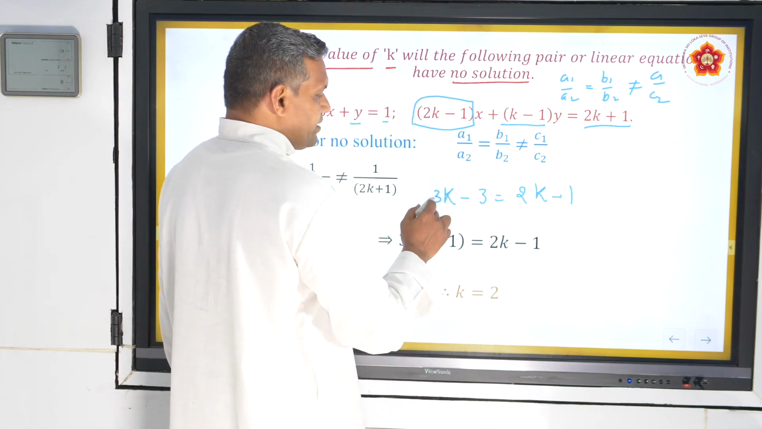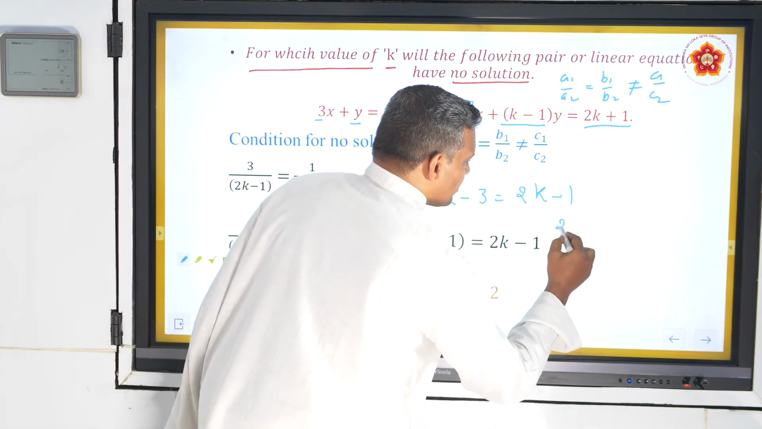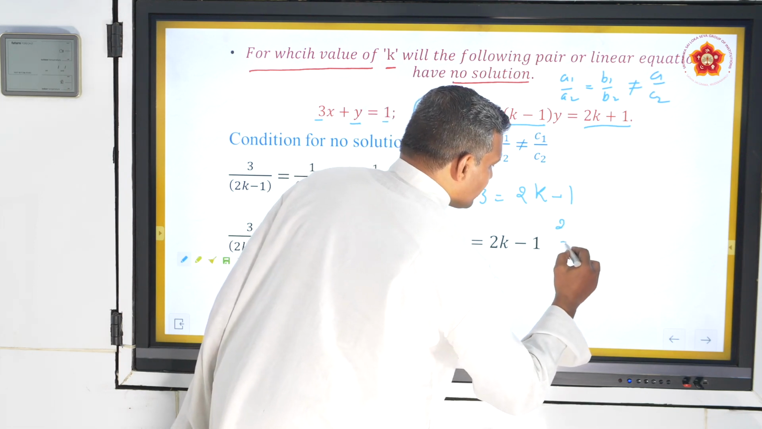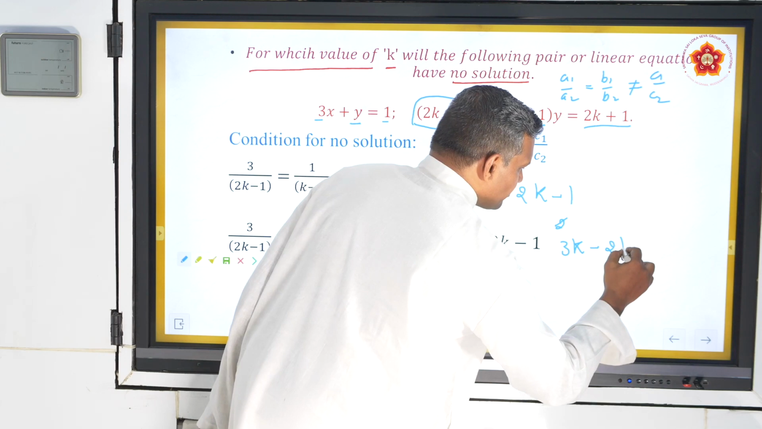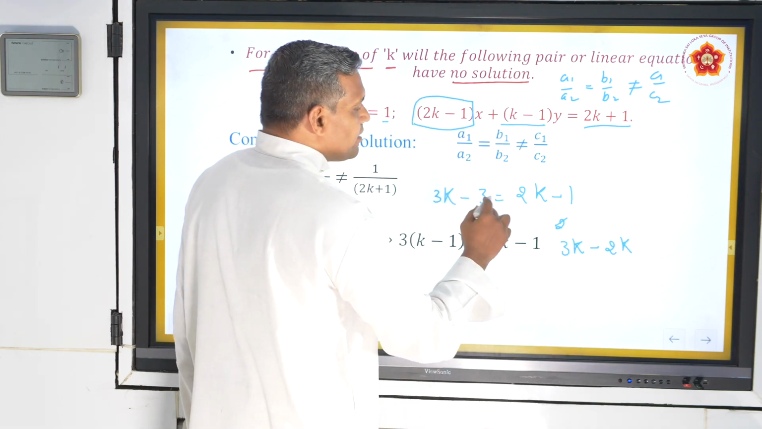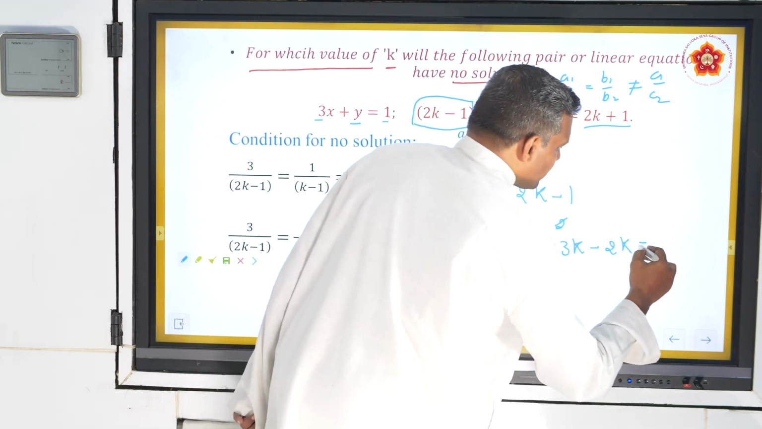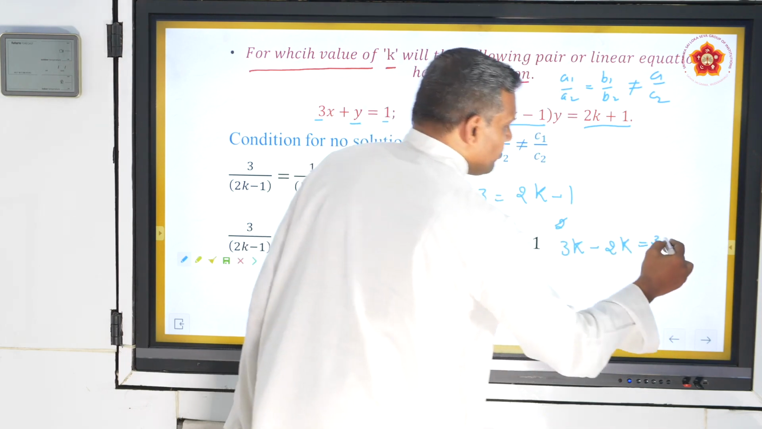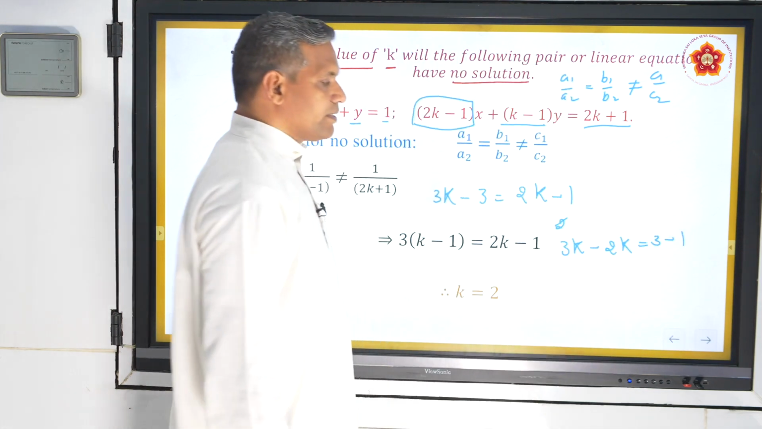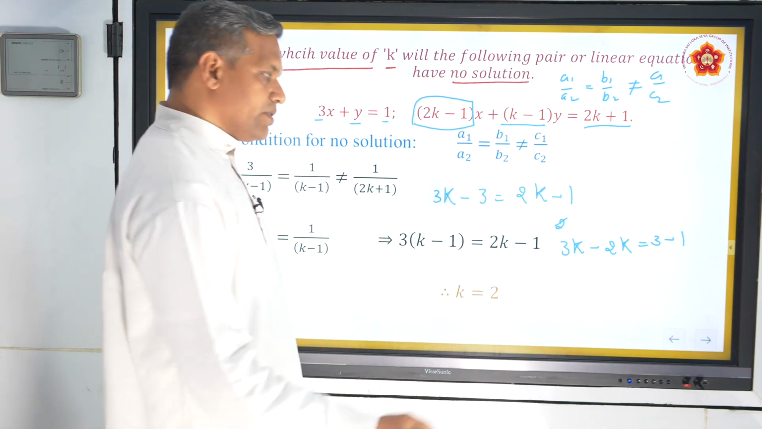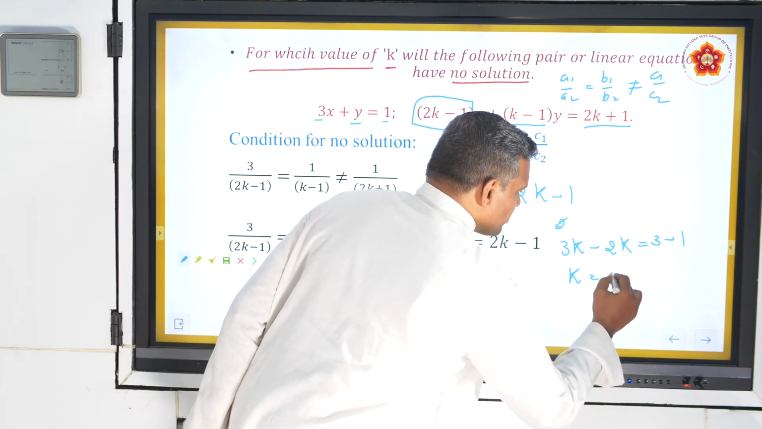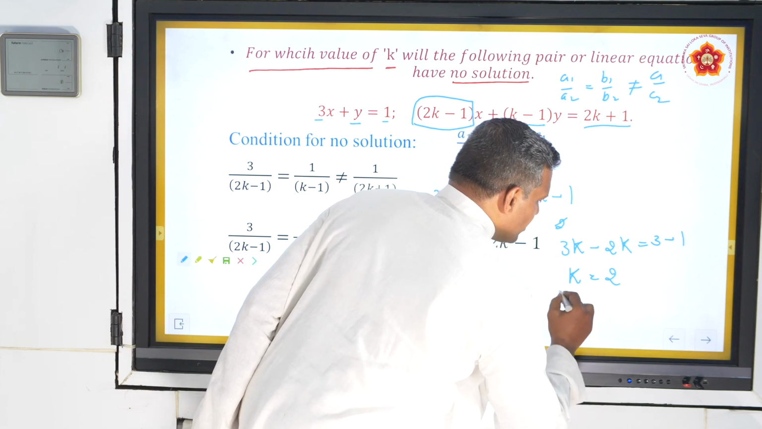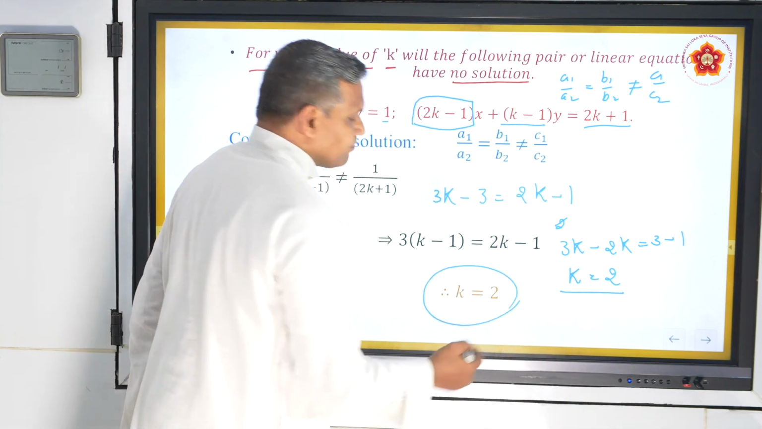Now, let us take 3k minus 2k. So, minus 3 if you transpose that side is equals to plus 3 and here you have minus 1. See how simple it is. What is 3k minus 2k is equals to? It's 1k. So, k, therefore k is equals to 3 minus 1 is equals to 2. So, k is equals to 2.